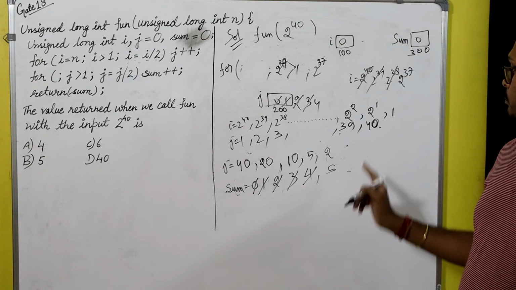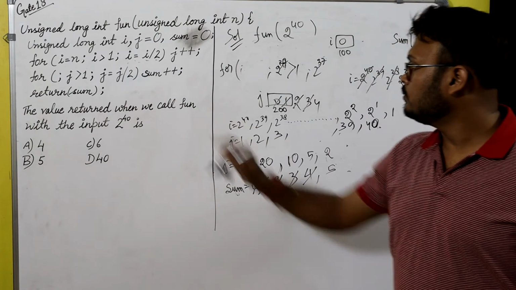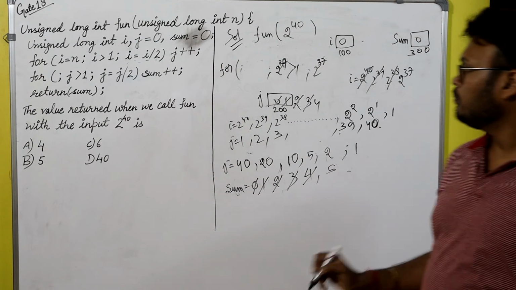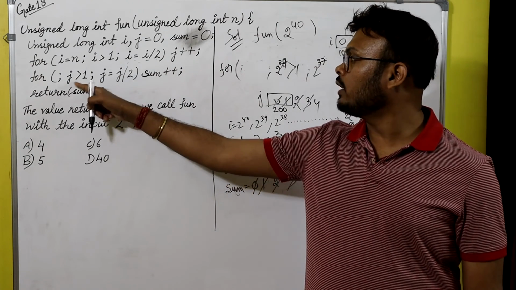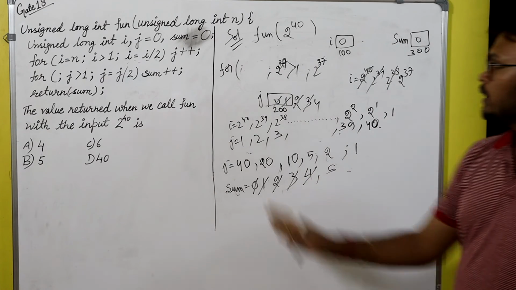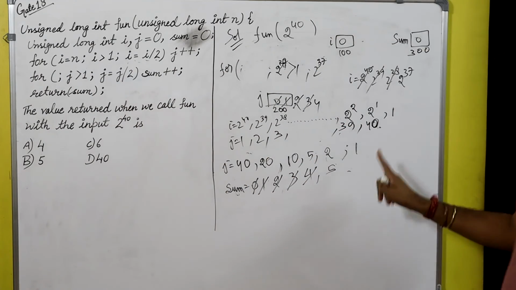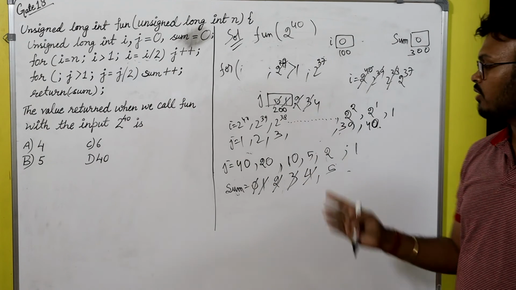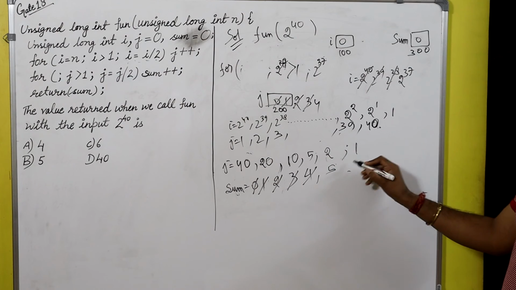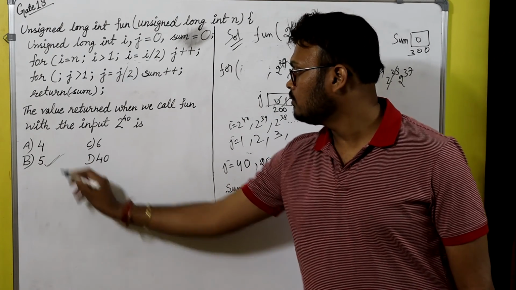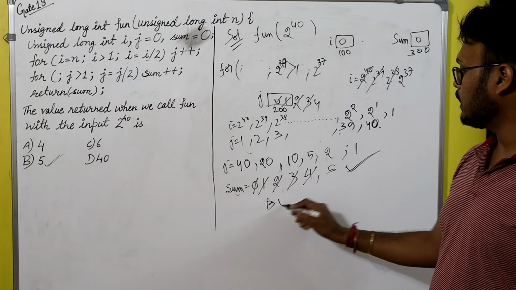So now again j is equal to j by 2, so j value becomes 1. But if you check the condition here, 1 greater than 1 is false. So this for loop will be broken. So we have to stop here. Sum will not get incremented further. So the final value of sum is 5. So 5 is the answer. Fine. Option B is correct.